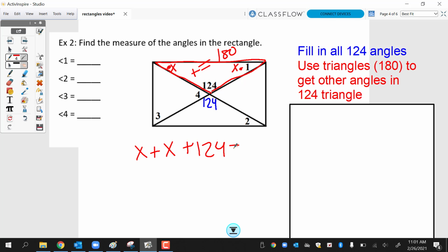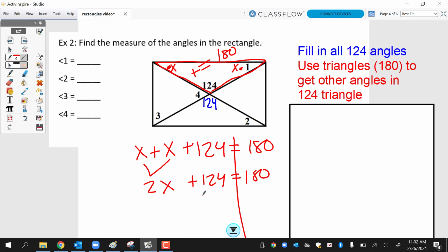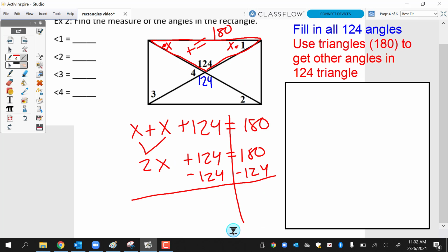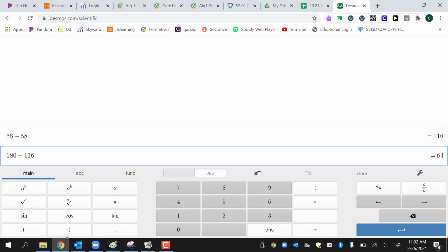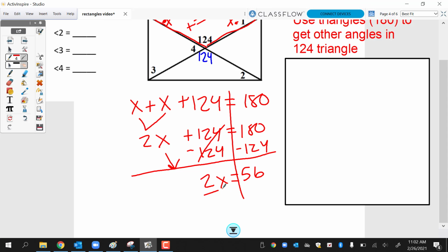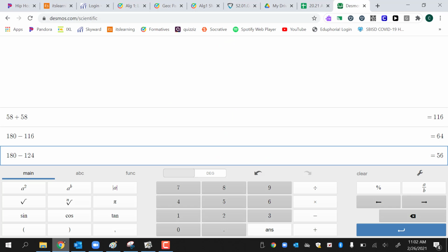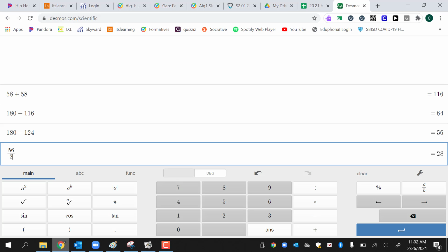x plus 124 equals 180. So we're solving this, combining our like terms. X plus x is 2x. Drop down the 124. Now we're moving 124 to the other side by subtracting. Drop down our 2x. 180 minus 124 is 56. Then divide by 2, and I get x equals something. 56 divided by 2 is 28.